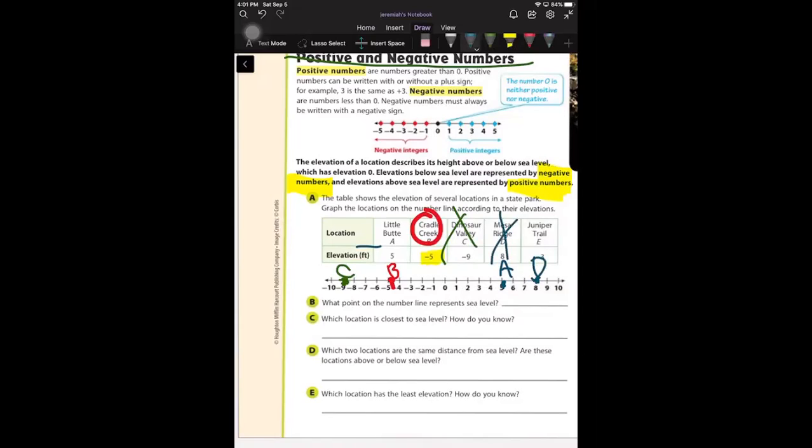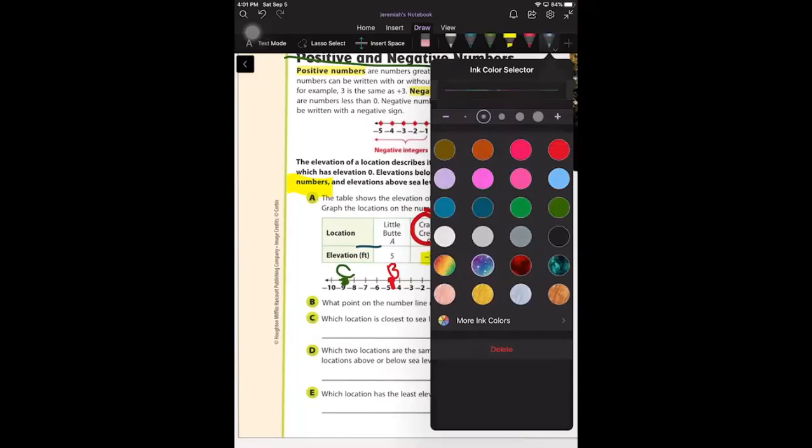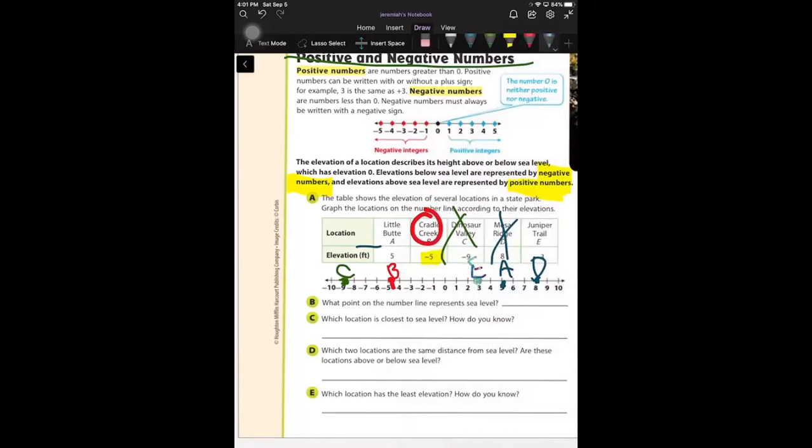All right. Last one. We have Juniper Trail, which is E. And we have our number, which is 3. Is that 3 positive or negative? It's positive, so to the right side of the 0. So let's just put that 3. And let's just make it a little smaller. All right, and we have E. 3. All right. There. We're done with that. That's simple. Now, next time we do this, it shouldn't take that long. We should move through it very quickly.